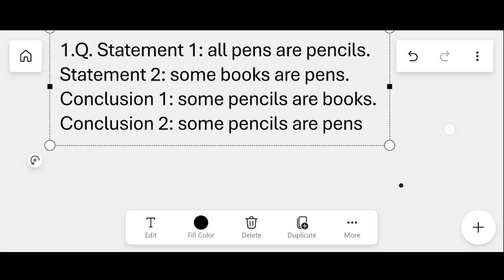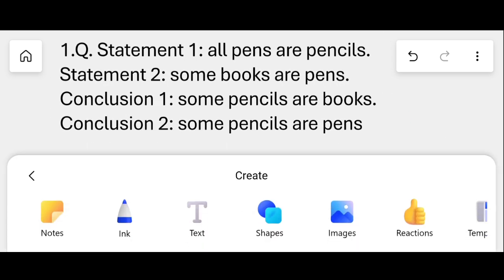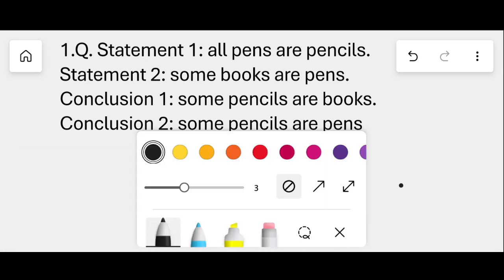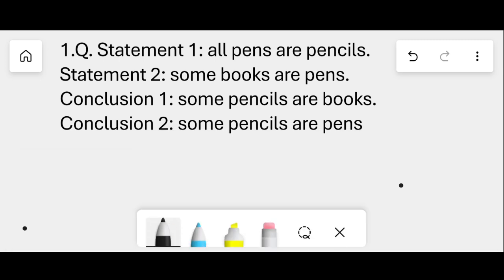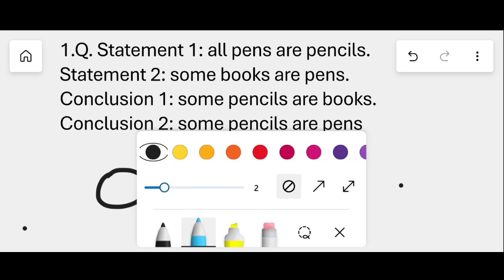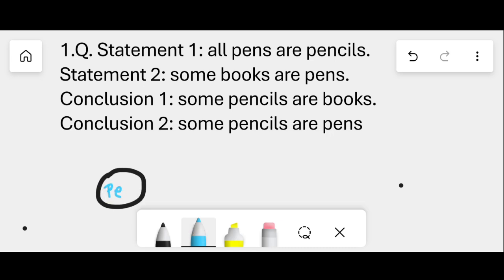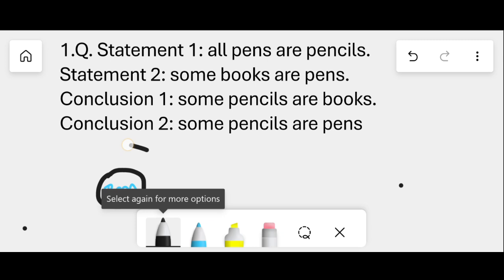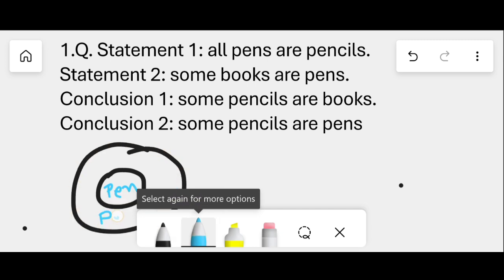The first statement is all pens are pencils, and the second statement is some books are pens. So for understanding these two statements we have to draw. All pens are pencils. It means all the pens are included into the circle of pencils.